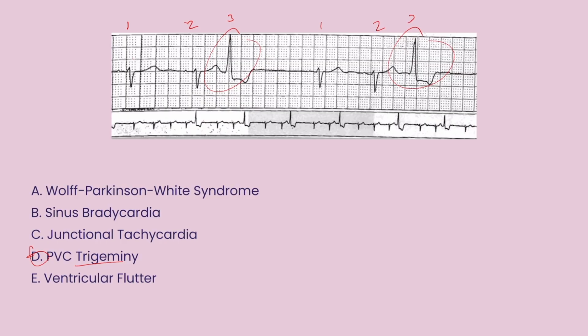Wolff-Parkinson-White, if we remember, has that slurring into the QRS complex. Sinus brady, obviously, would be a rate that is slower and normal sinus rhythm still. Junctional tachycardia, we would not have the distinct P waves. We would have obviously a tachycardic rate, and then ventricular flutter, we would see a much more chaotic waveform.